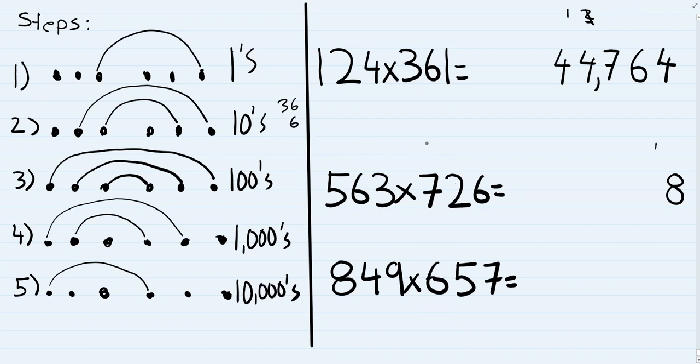36 and 6 makes 42. 42 plus 1 is 43. So I write down 3, and I have to carry the 4 now, okay? Great, so now I'm at step 3, which is going to have 3 partial products: 5 times 6, 6 times 2, and then 3 times 7.